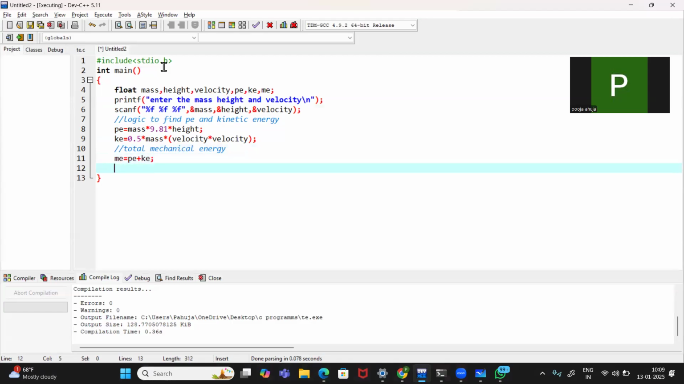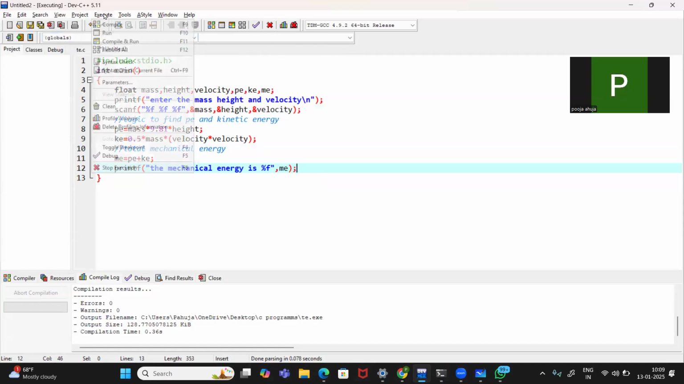Finally, I have to display the output. So I'll be typing the message as the mechanical energy is. So where we are storing in me, it is also a float. So percentage f here. So this completes our code.